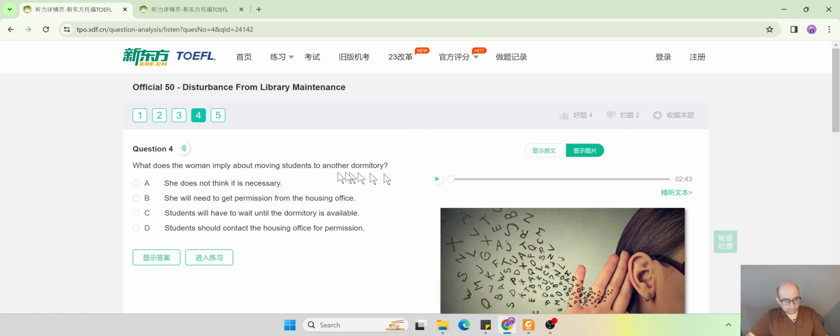Anyway, so let's take a look at this question. So obviously step one, you should know if it's an inference question, and it is. Now step two, what are the keywords? Moving students, another dormitory. Now the keywords will kind of just tell you where to start reading your notes, okay? Which section of your notes to begin reading.